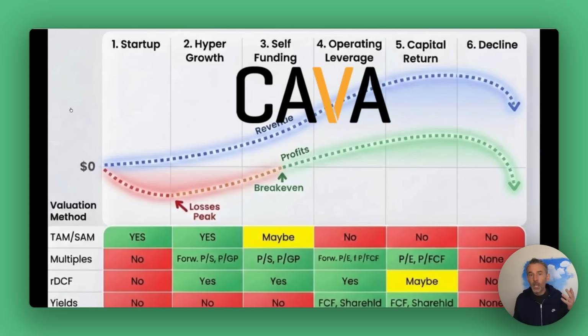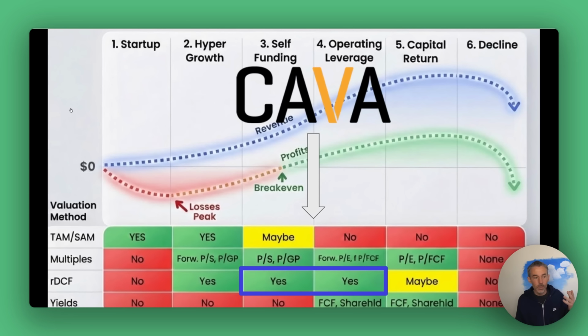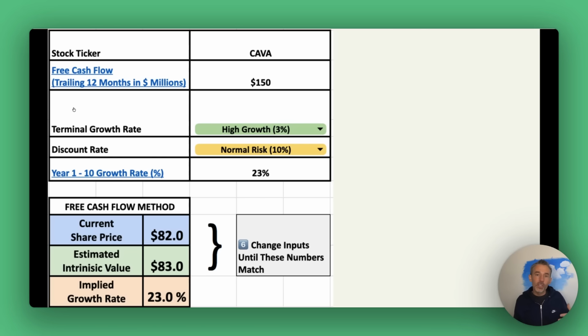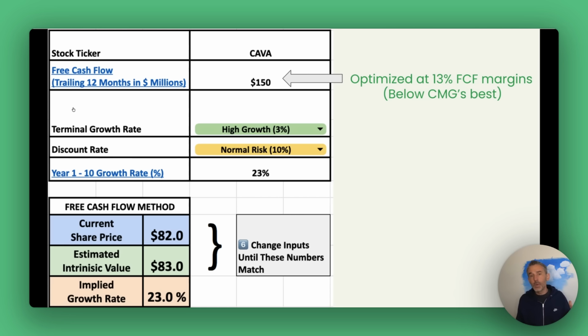Now, Cava is somewhere between stage 3 and stage 4, and I went through all of these, and I think that the best demonstration of the value proposition comes from using a reverse discounted cash flow analysis as well as a little bit of total addressable market. Let me show you what I mean. So I'm going to go over to my reverse discounted cash flow calculator right here. And what I want to show you is I'm optimizing free cash flow margins. That's important. I'm optimizing free cash flow margins at 13%.